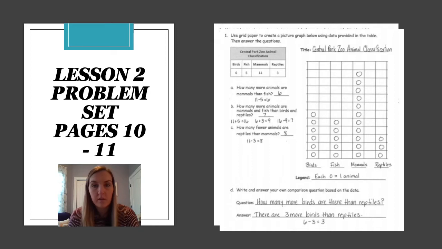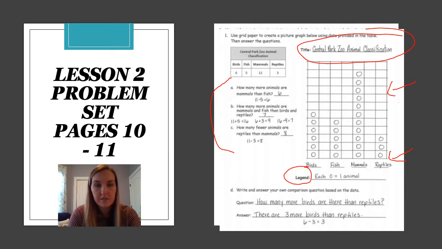Here's problem 1. You are to use the grid paper to complete a picture graph using the circles. Here's the title, the legend. Each circle equals one animal. These are categories. And then we only use circles here because it's a picture graph. Over here are the answers to the questions. And then here is a good example of a comparison question you could have created.